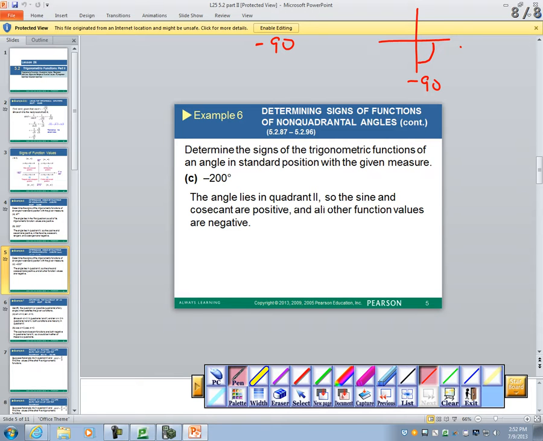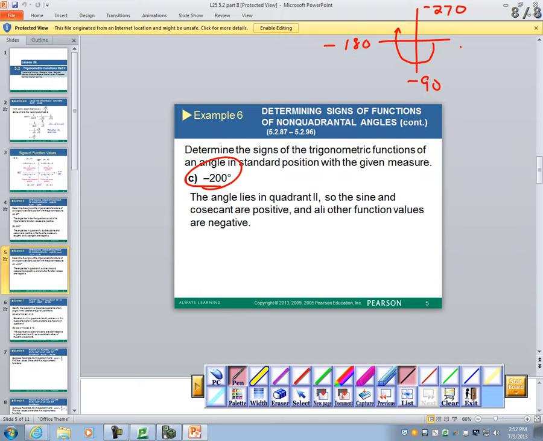So I got you started. All right. Now figure out what negative 180, negative 270, negative 360 are, and then determine where negative 200 is in that coordinate plane. Good. That's right, the second quadrant. Negative 180 and positive 180 are in the same place. Negative 270, that's the same place as positive 90. So we're going to keep going on around, go past 180, but not past 270. And that's negative 200.